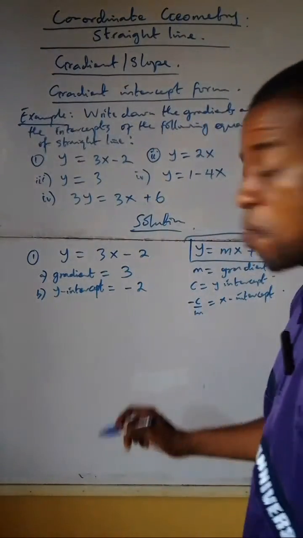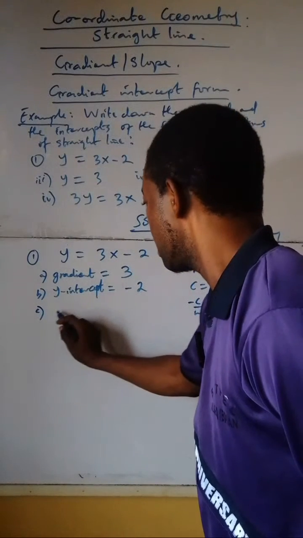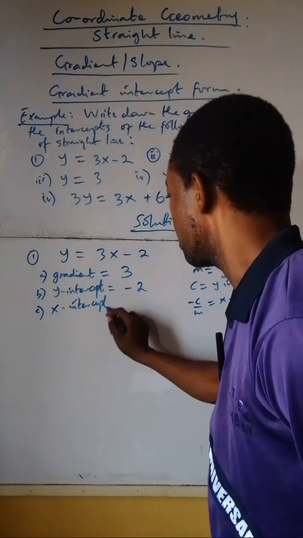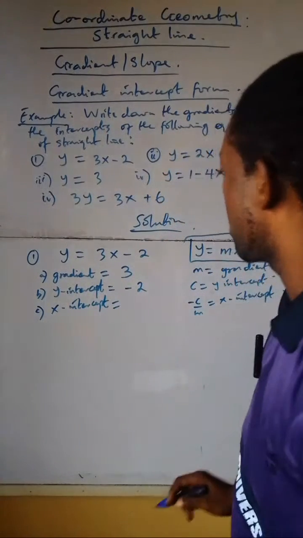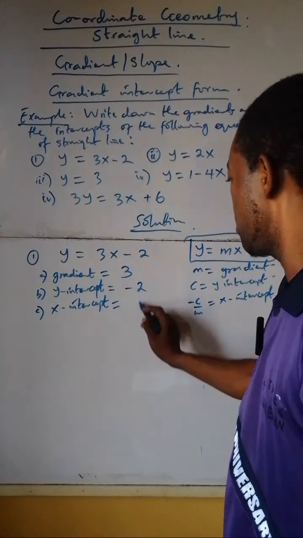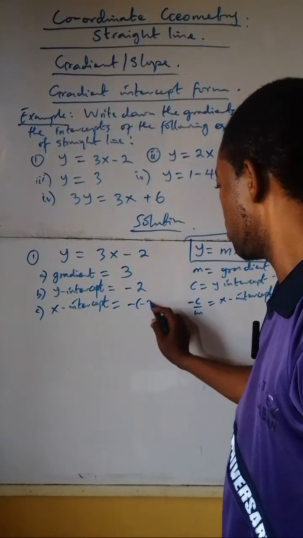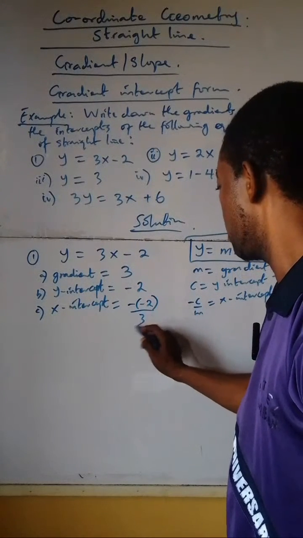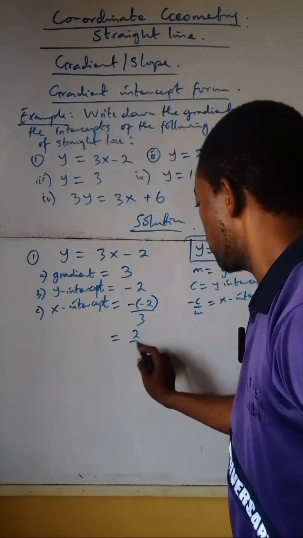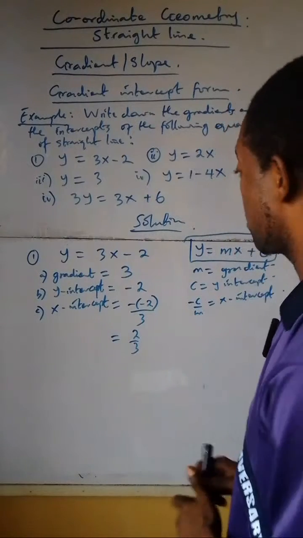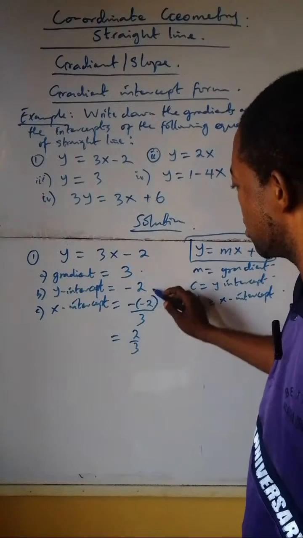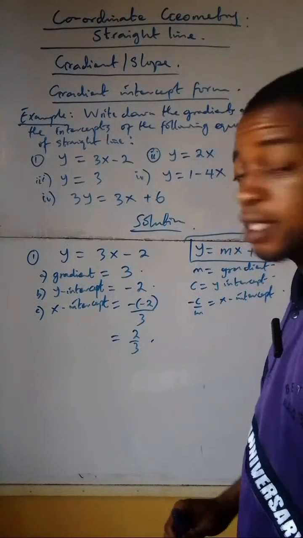And also x-intercept here will be equals to minus c over m, and that means we have minus 2 over 3, which gives us minus times minus, that's plus, that's 2 over 3. So this is the x-intercept for this particular equation. So we have the gradient, we have the y-intercept, and we have the x-intercept.